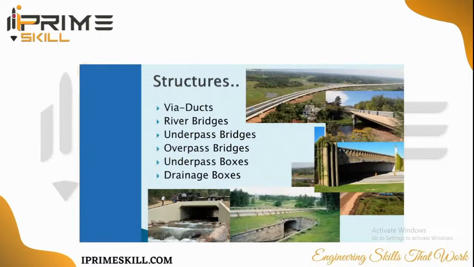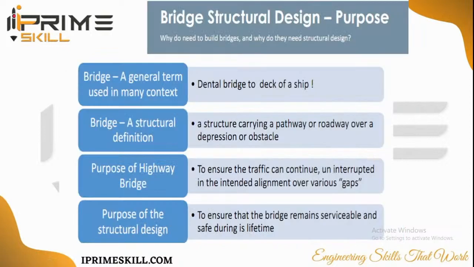So let's see here, you see in the picture there are different types of structures available. We might be under the interpretation that bridges are only one type. We saw suspension bridges or other kinds of bridges, but here you can see that there are a lot of bridges. They're called viaducts, river bridges. You can see the underpass, drainage boxes, underpass, overpass. So there are a lot of structures when you talk about bridges.